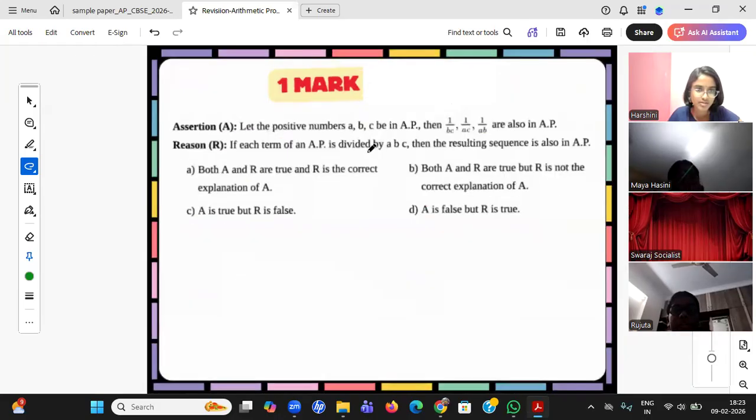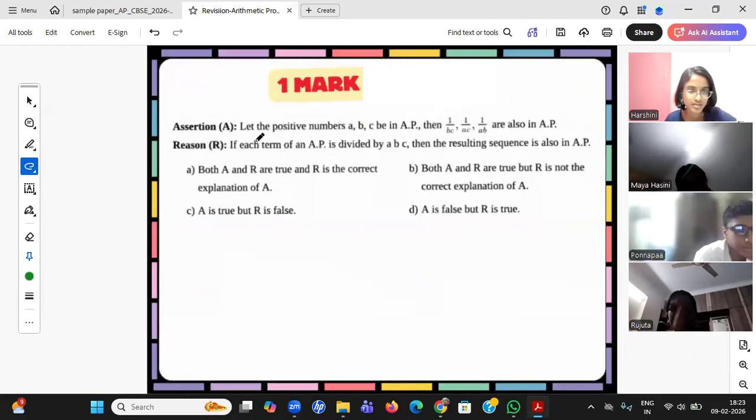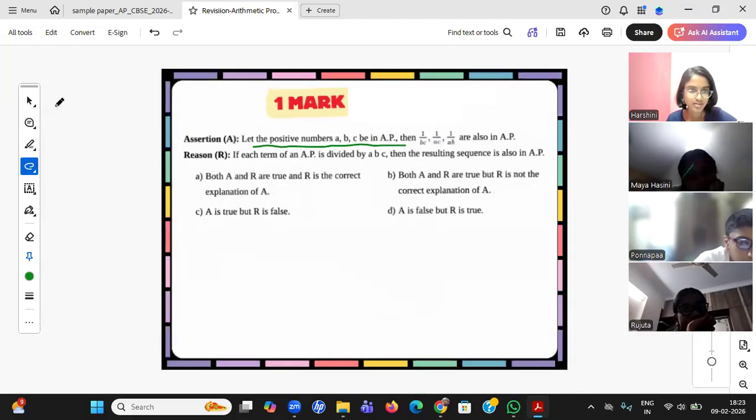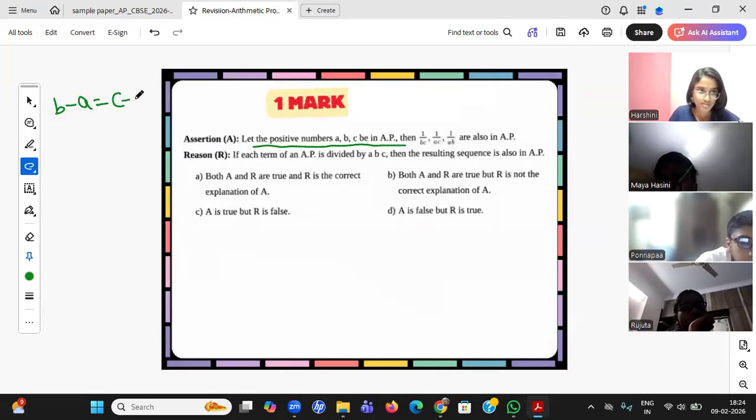Let the positive numbers A, B, C be in AP. He said positive numbers A, B, C in AP, student. That means if AP, you know what is the condition: B minus A equals C minus B. Second term minus first equals third minus second. This is AP. Then he is again giving a statement: 1 by BC, 1 by AC, 1 by AB are also in AP.